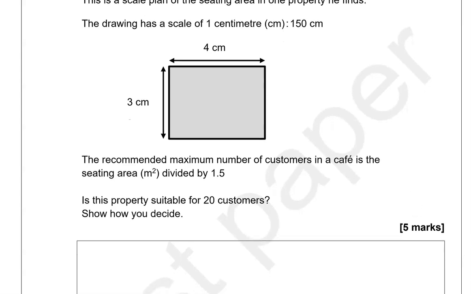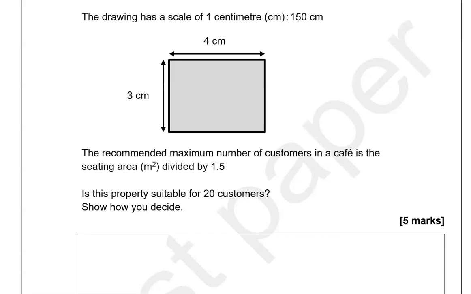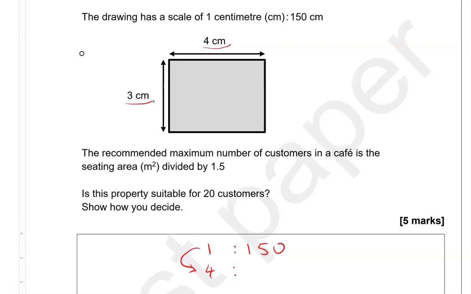Show how you decide. So we're going to first work out the area in square meters and then divide that by 1.5. So we've got the plan and the scale is 1 cm to 150. What about 4 centimeters? To get from 1 to 4 we multiplied by 4, so we'll do the same on the other side. And that gives us 600. That is centimeters because we input centimeters.